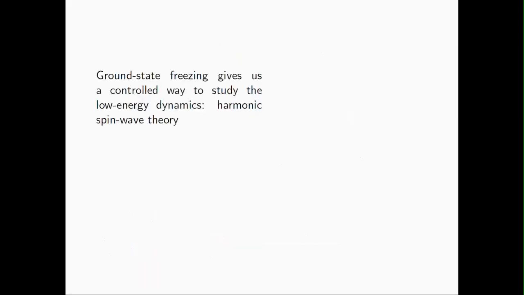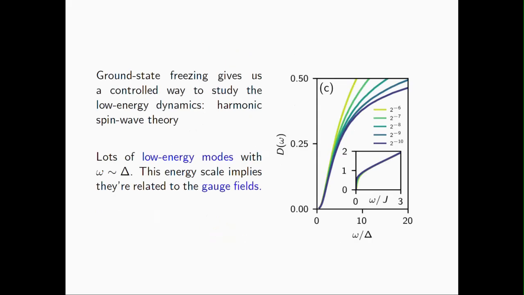This ground state freezing also gives us a controlled way to study the low energy dynamics. After finding a ground state, we can perturb around it and use harmonic spin wave theory. Without disorder, there are many zero modes. Now we find that our lowest modes have frequencies of order delta. And this implies that they're related to the gauge fields, with some interesting subtleties that unfortunately I won't have time to talk about. On the right here, we show the integrated mode density as a function of the mode frequency scaled by the disorder strength. And the legend here indicates delta.